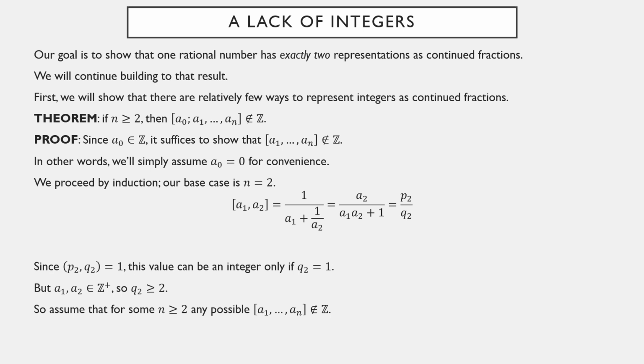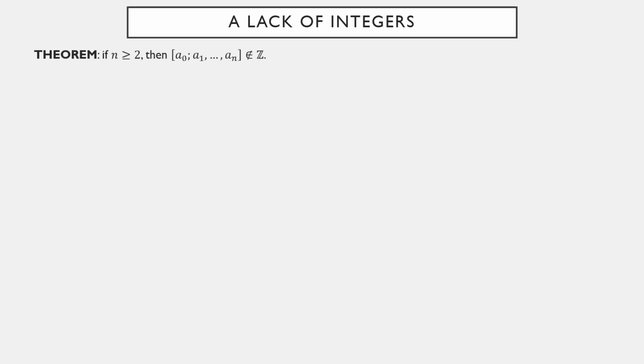So let's assume for some n bigger than or equal to 2, and any possible list of partial quotients, any expansion of length n can't be an integer. Okay, so we want to prove that any expansion of length 2 or bigger can't be an integer.